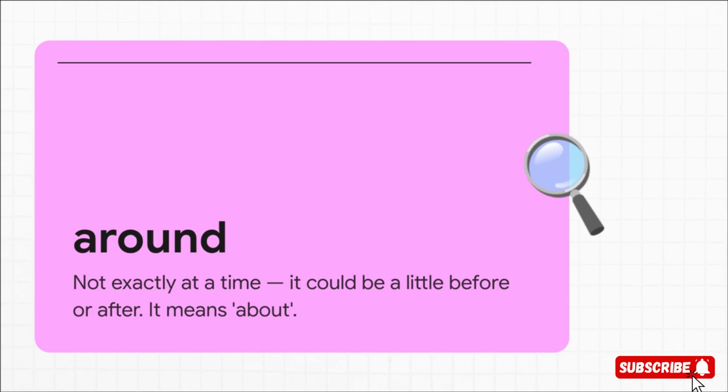Using around 7 instead of at 7 just makes you sound so much more natural. It basically means you're not being super exact. It could be 6:58 or 7:05. It's perfect for everyday casual conversation.